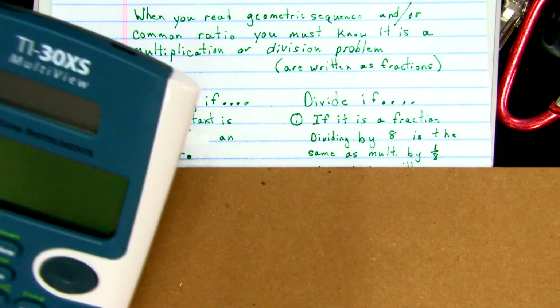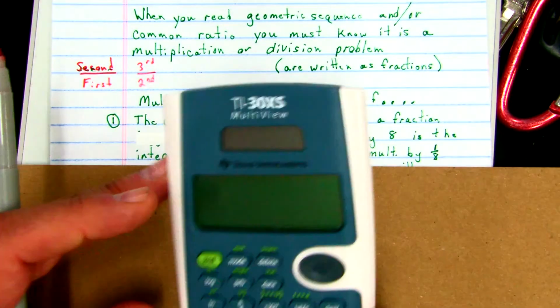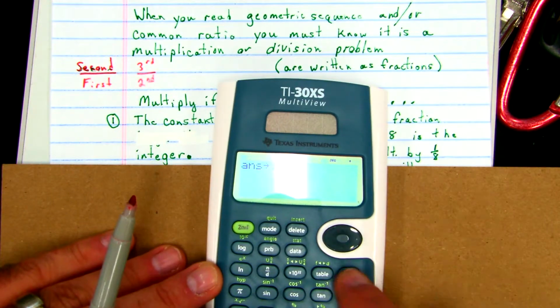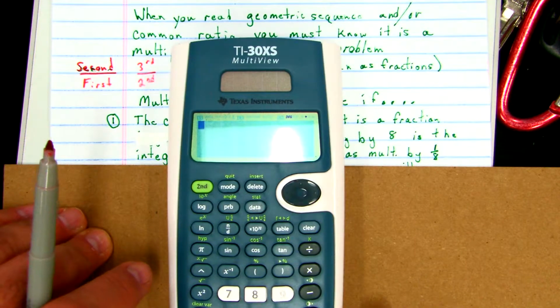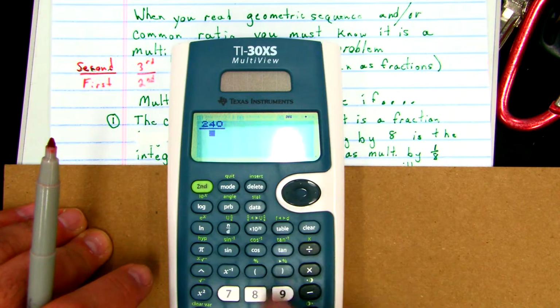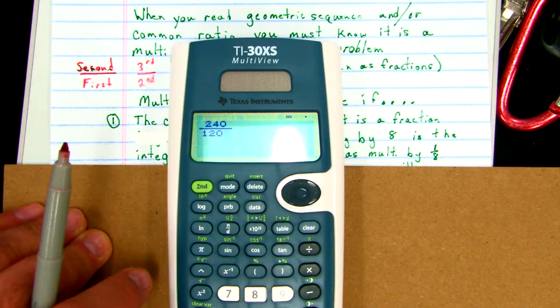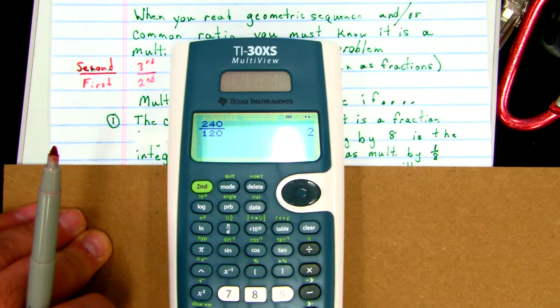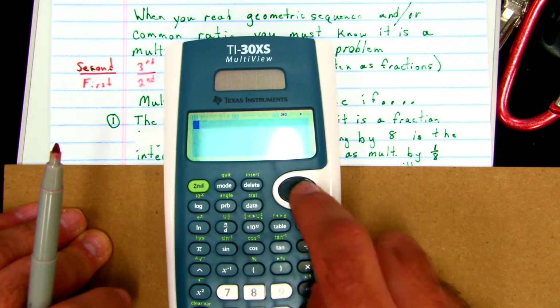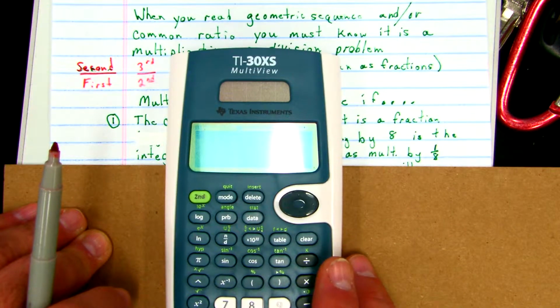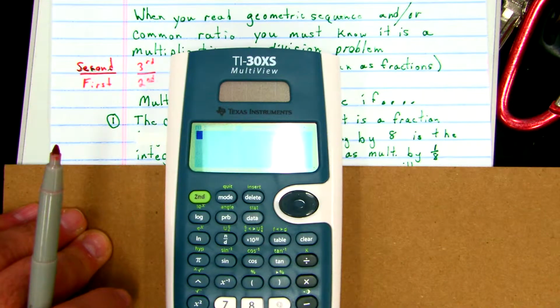So for example, if you were told you had a geometric sequence and the first number was 240 and the second number was 120, I would write it like that as a fraction, and it tells me the common ratio. If they were backwards, if the first thing was 120 and the second was 240, excuse me, backwards.